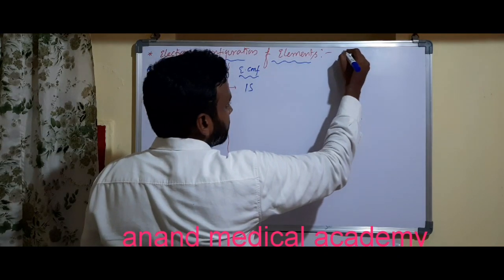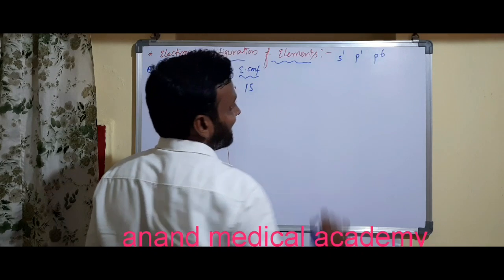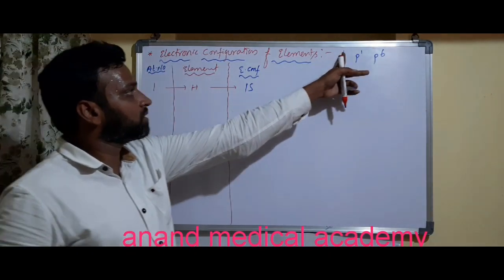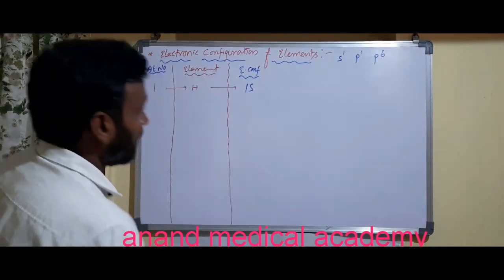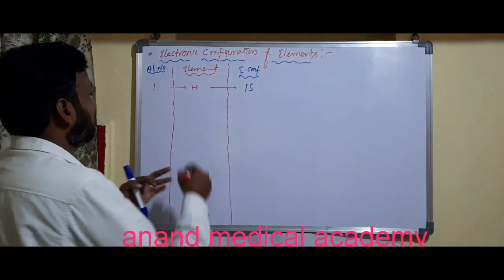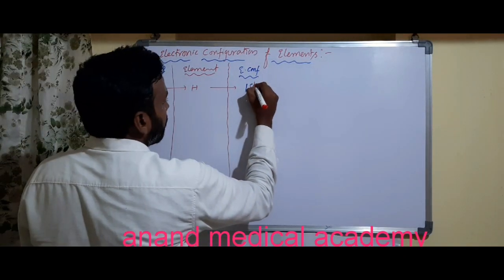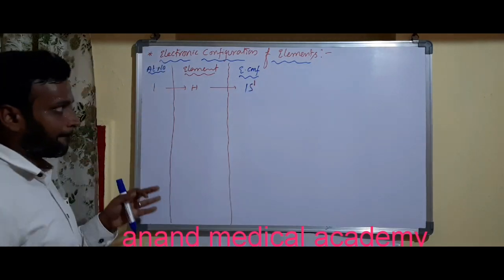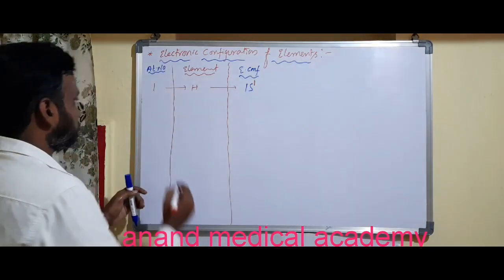Electrons we must write as powers, like s1 or p1 or p6. So the electrons we have to write in powers. So how many electrons does hydrogen have here? Atomic number 1, so 1 electron. So it is 1s1. An s subshell can have a maximum of how many electrons? 2 electrons, I told you.